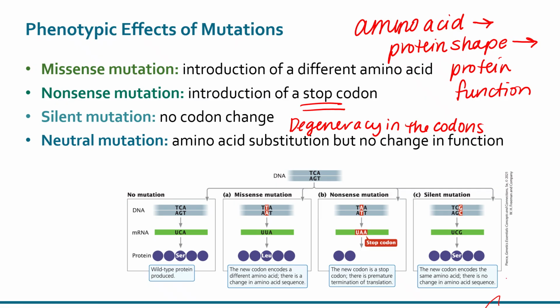Last is a neutral mutation. A neutral mutation has an amino acid substitution. So it is in fact a type of missense, but there's no change in function. So this is usually because something happens like a polar amino acid is substituted for a different polar amino acid. And so because you keep that polar molecule in there, you're not really changing the chemical behavior of the protein. And so this doesn't really affect the structure, which means it doesn't really affect the function.